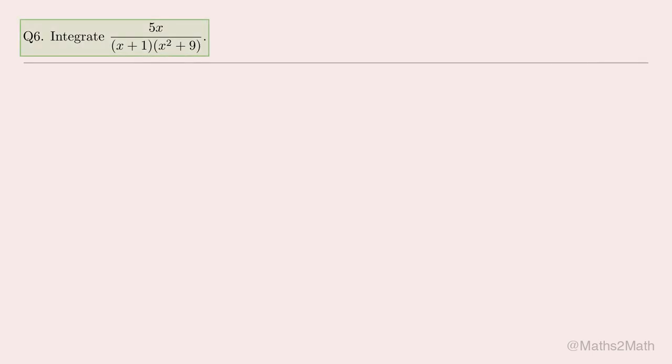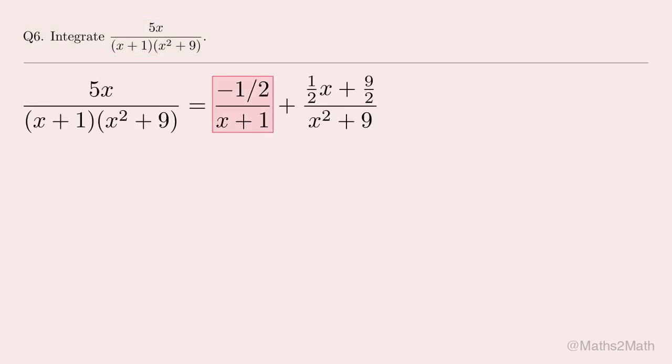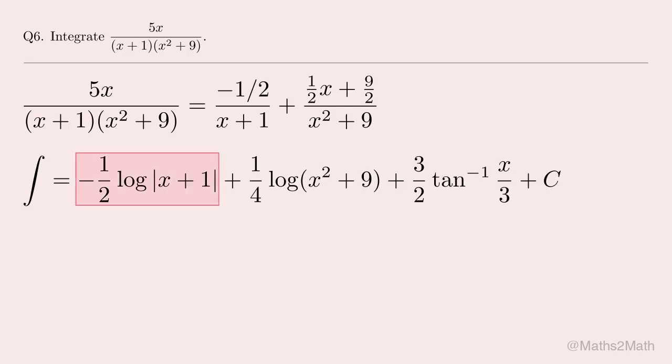Question 6. A linear and an irreducible quadratic below. 3 constants to match. The decomposition gives minus 1/2, 1/2 x, and 9 halves. Log, half log, and arctangent over 3.